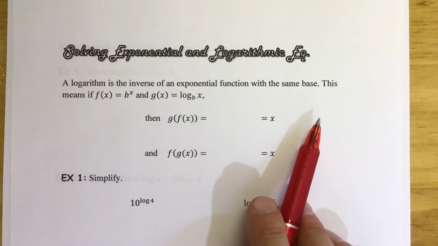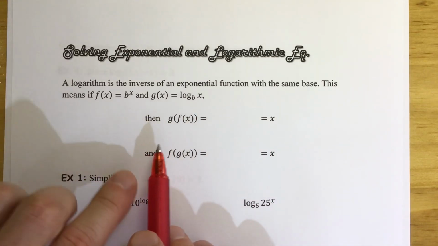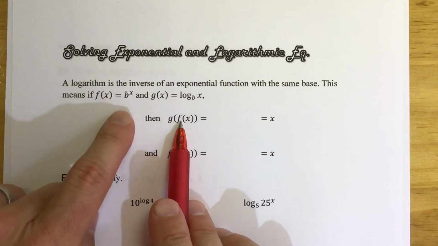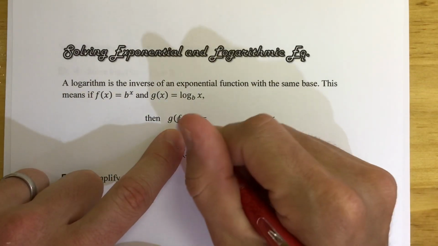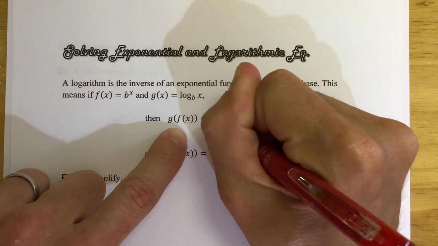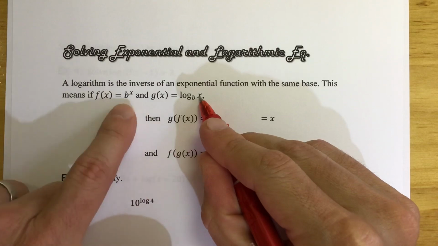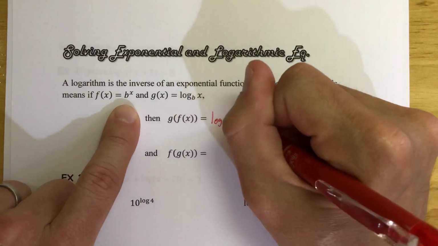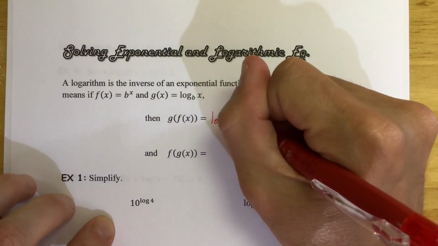Okay, so with that, as an idea that we already know, this is what it would look like when you build these. My f function is going to be the exponential, g function is going to be the logarithm. So if I put f of x into g of x, it looks like this. I have a logarithm base b, and that x is going to get replaced with the entire function of f of x, which is b to the x power. This is what it looks like.